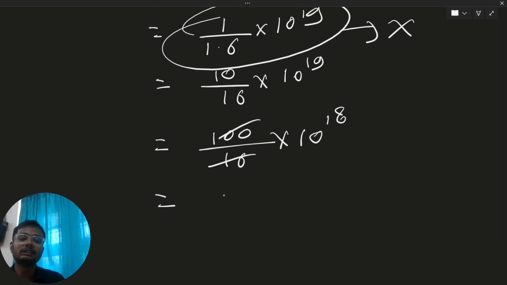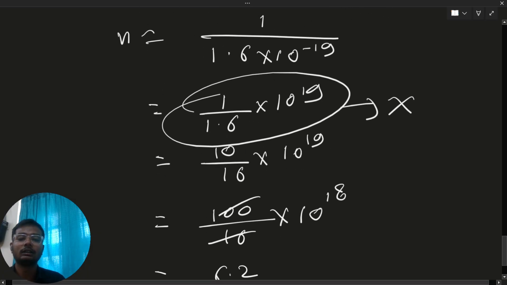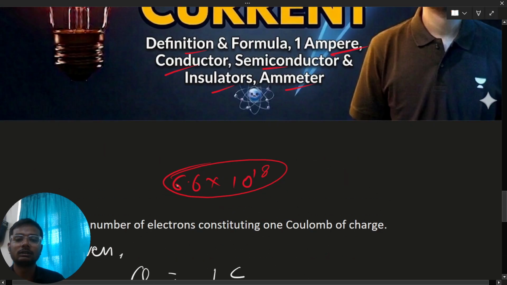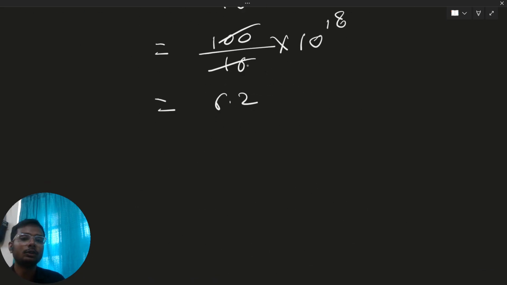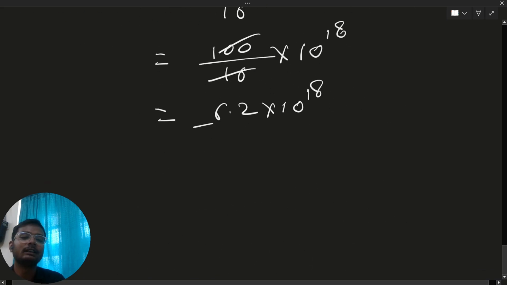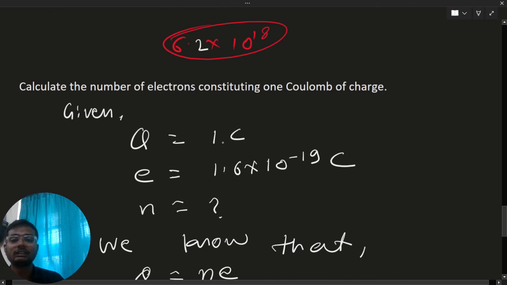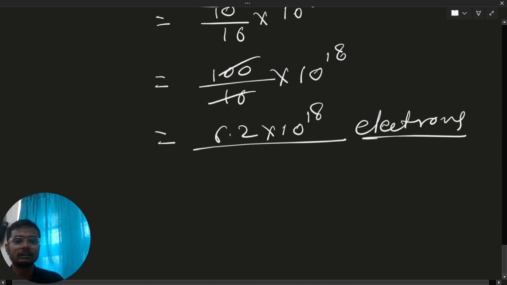So 16 6s are 96, 440... 16 2s are 32, sorry. We are getting 6.25. Sorry. So 6.25 into 10 to the power 18 electrons will be there in how much charge? In 1 coulomb of charge. ठीक है, क्लियर? समझ आया? अगर नहीं समझ आया, you can rewind the video, you can check it out again. क्लियर है? ये क्लियर है?